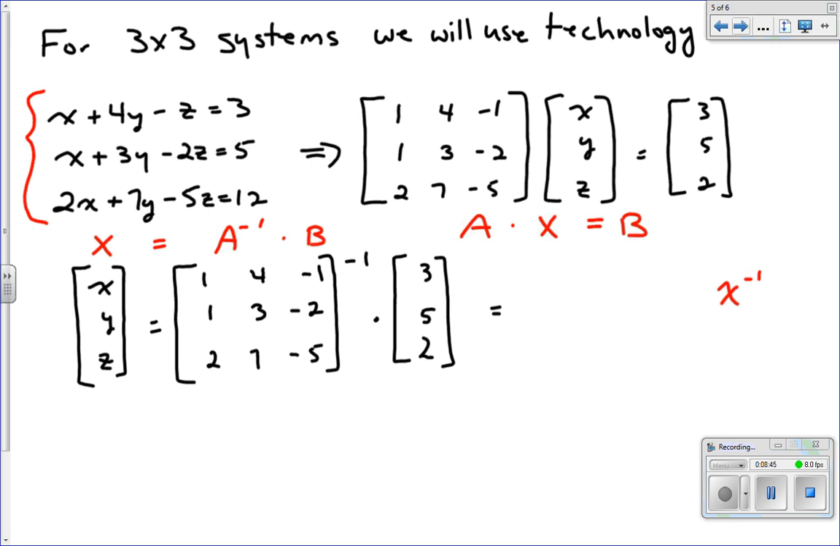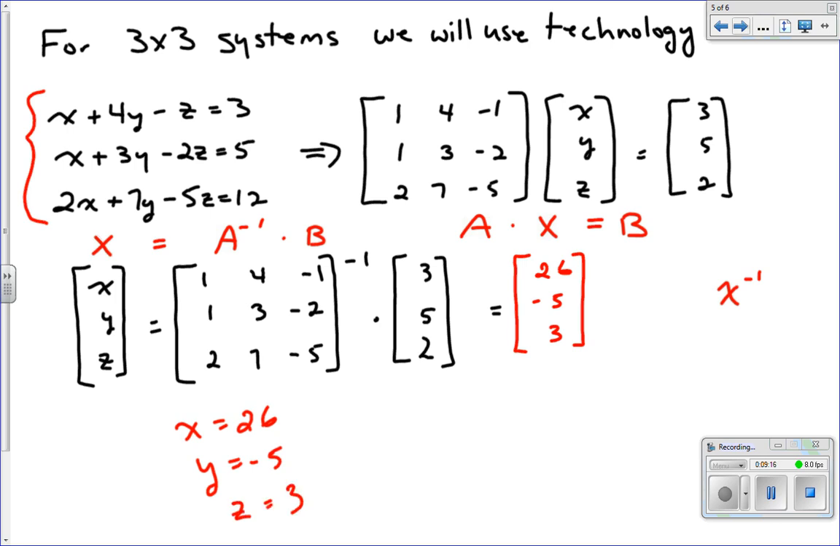So when you enter matrix A into the graphing calculator, then you'll use its inverse and you'll multiply that by matrix B. And when you do that, you'll get, as a result, 26, -5, and 3. So X is equal to 26, Y is equal to -5, and Z is equal to 3. And once you've got a little bit of practice with this, you'll see that it's a very fast way to solve a 3 by 3 system.